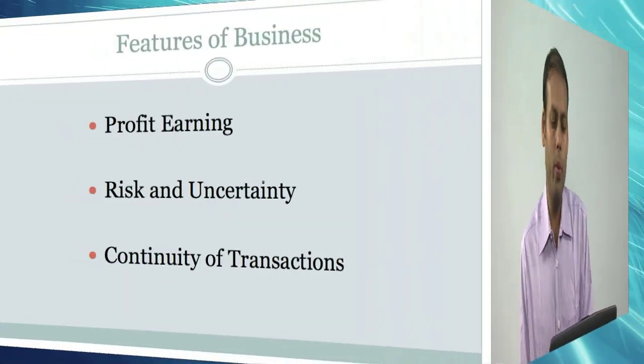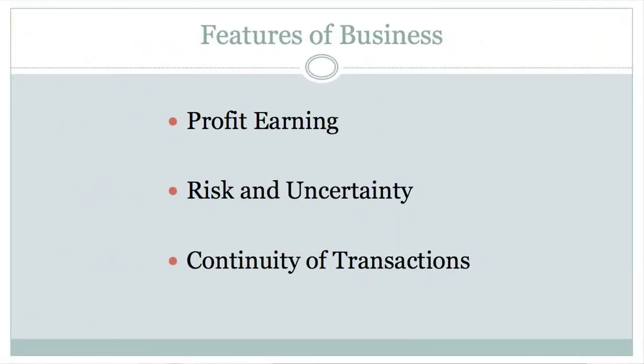The next feature of business is continuity of transactions. Let us take an example. Suppose we have a bicycle and have to sell it for an amount of rupees 30,000. I sold the bicycle and I got the amount. So the transaction is over. The next day I have nothing to sell because I have only one bicycle. I have not purchased it. I have just sold it and the transaction is over. This kind of transaction is not business.